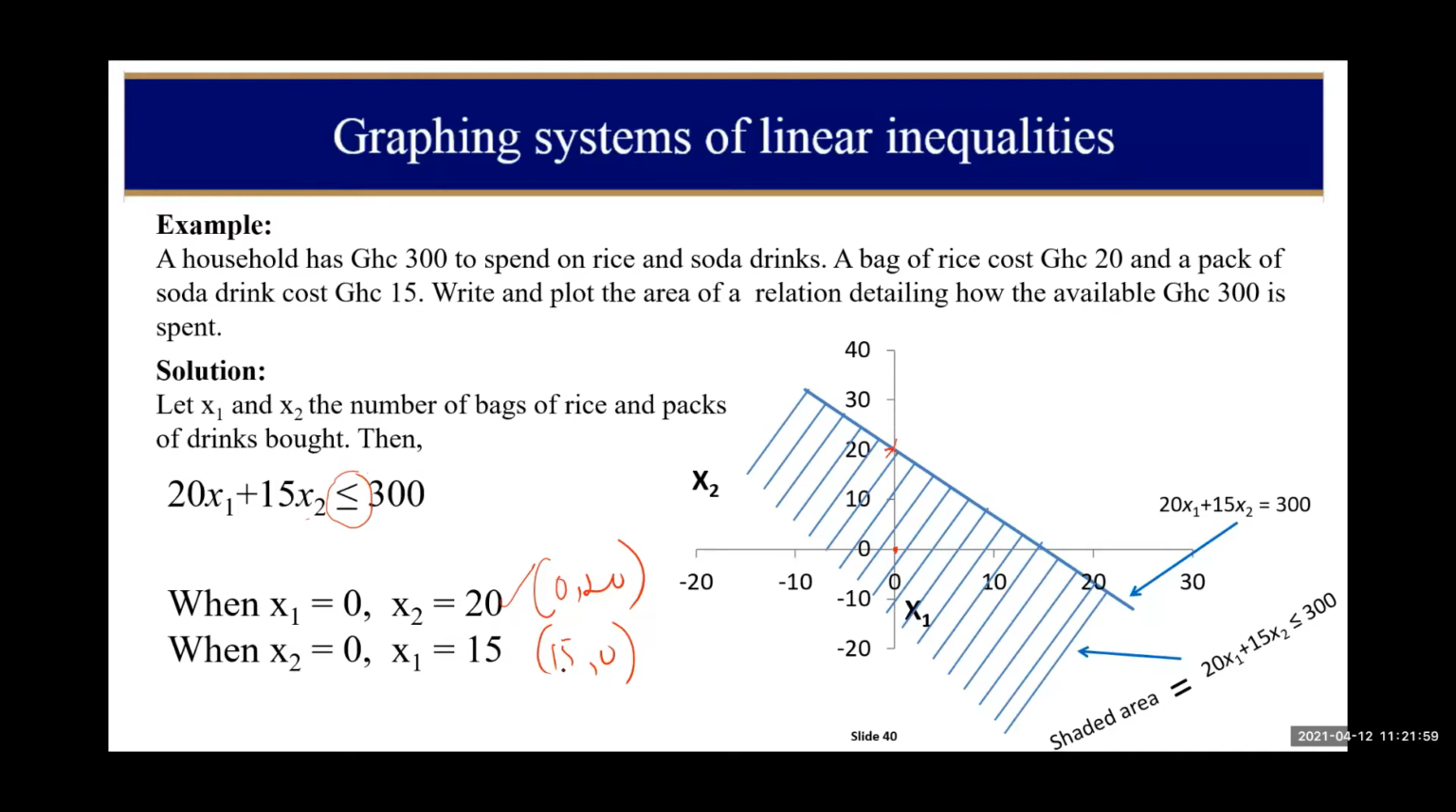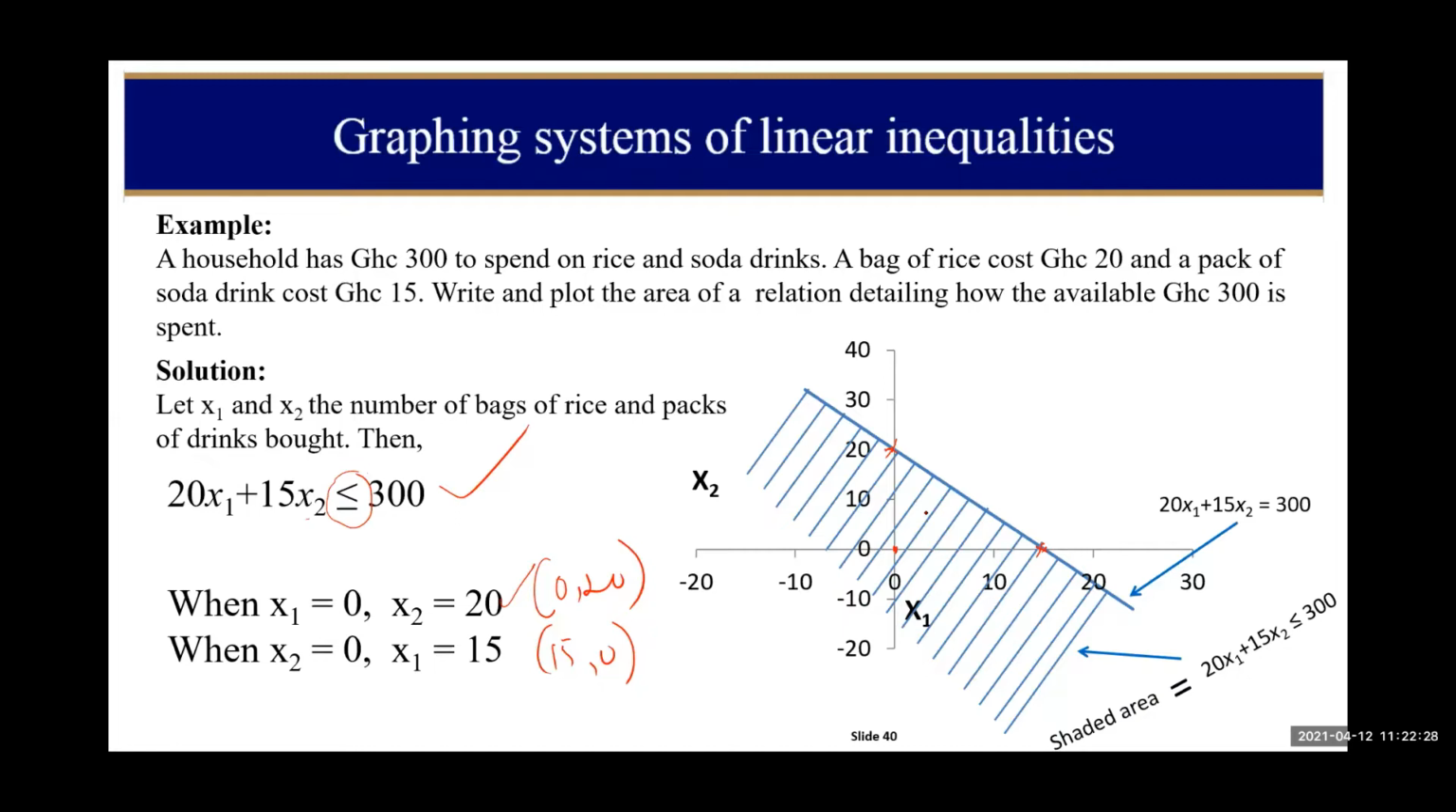Then when x1 is 15, somewhere here, x2 is also what? 0. That gave us a straight line. The feasible solution on this equation is that we are either going to find a solution on the straight line here or below the straight line. So where you have the shaded area is what we say is the feasible solution area.